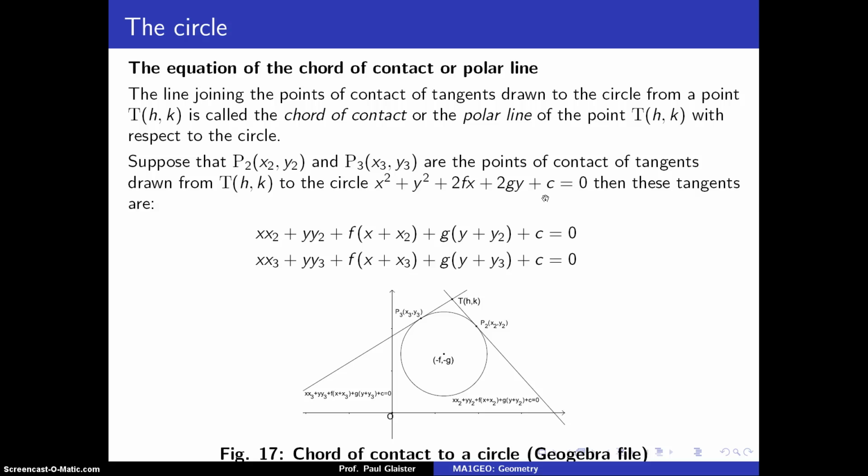The question is this: given a circle, so you know f, g and c, and given a point outside the circle, which I've labelled as T, with coordinates h and k, can I write down the equation of the straight line which passes through the two tangency points at the circle, labelled here P2 and P3, whereby I mean the 2 points that you get when you draw the tangents from T to the circle. So can I explicitly write down the equation of the straight line through P2, P3?